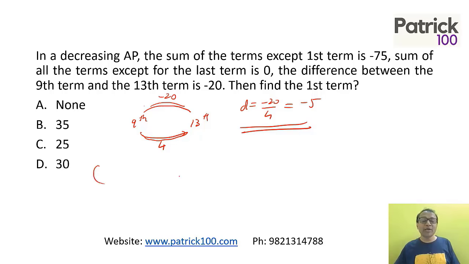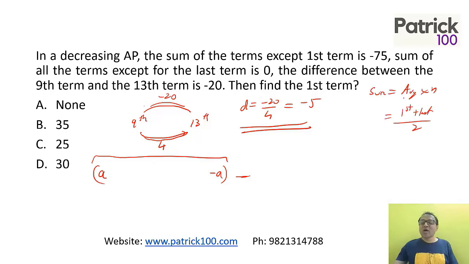Now as I said, sum of all the terms except the last term is 0. So if I take first term as A, the last term will be minus A, because if the sum is 0, it is possible only if the first term and last term are negative of each other. Then only sum will be 0, because sum is nothing but average into n, and average is first term plus last term upon 2. For a sum to be 0, first plus last has to be 0, which is only possible if one is negative of the other. And since D is minus 5, the last term is minus A minus 5.